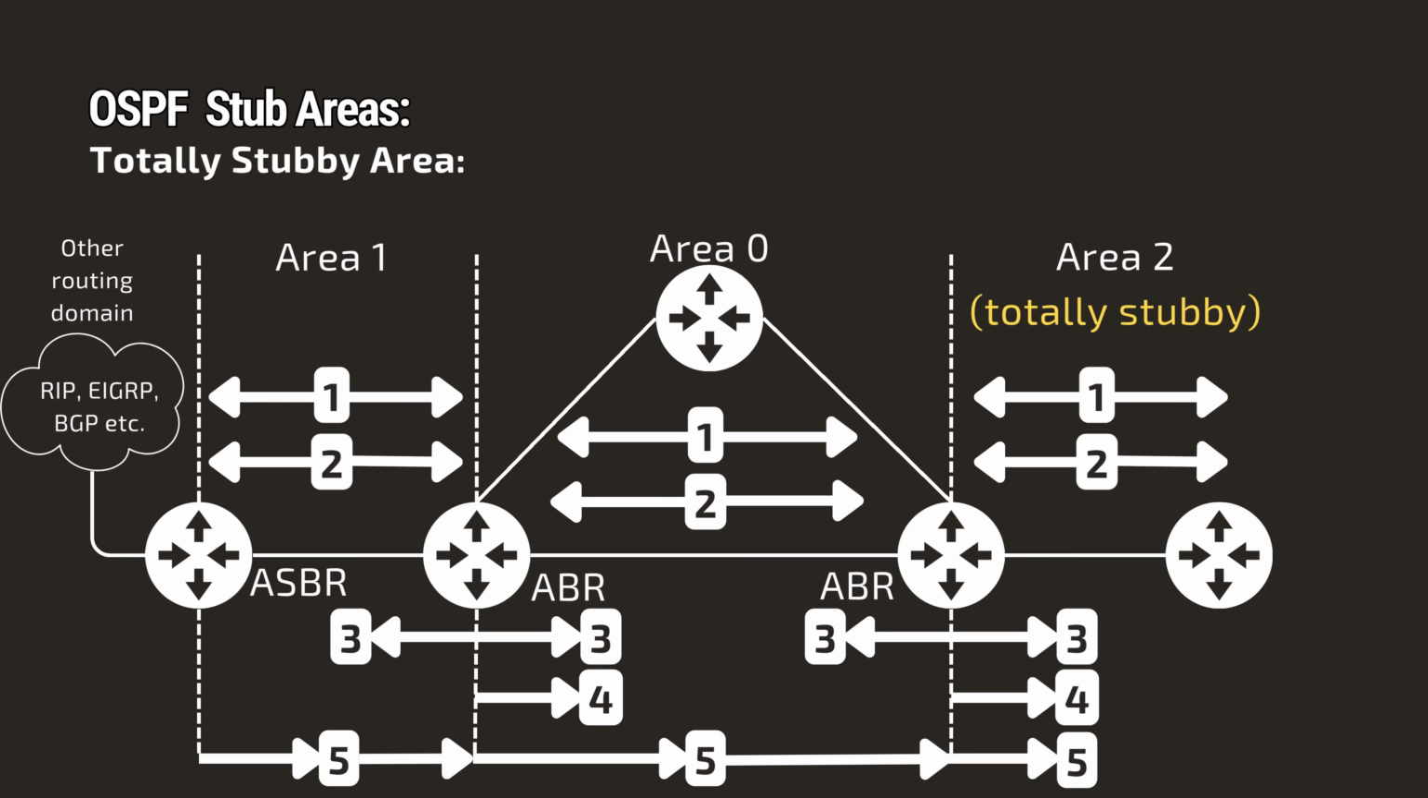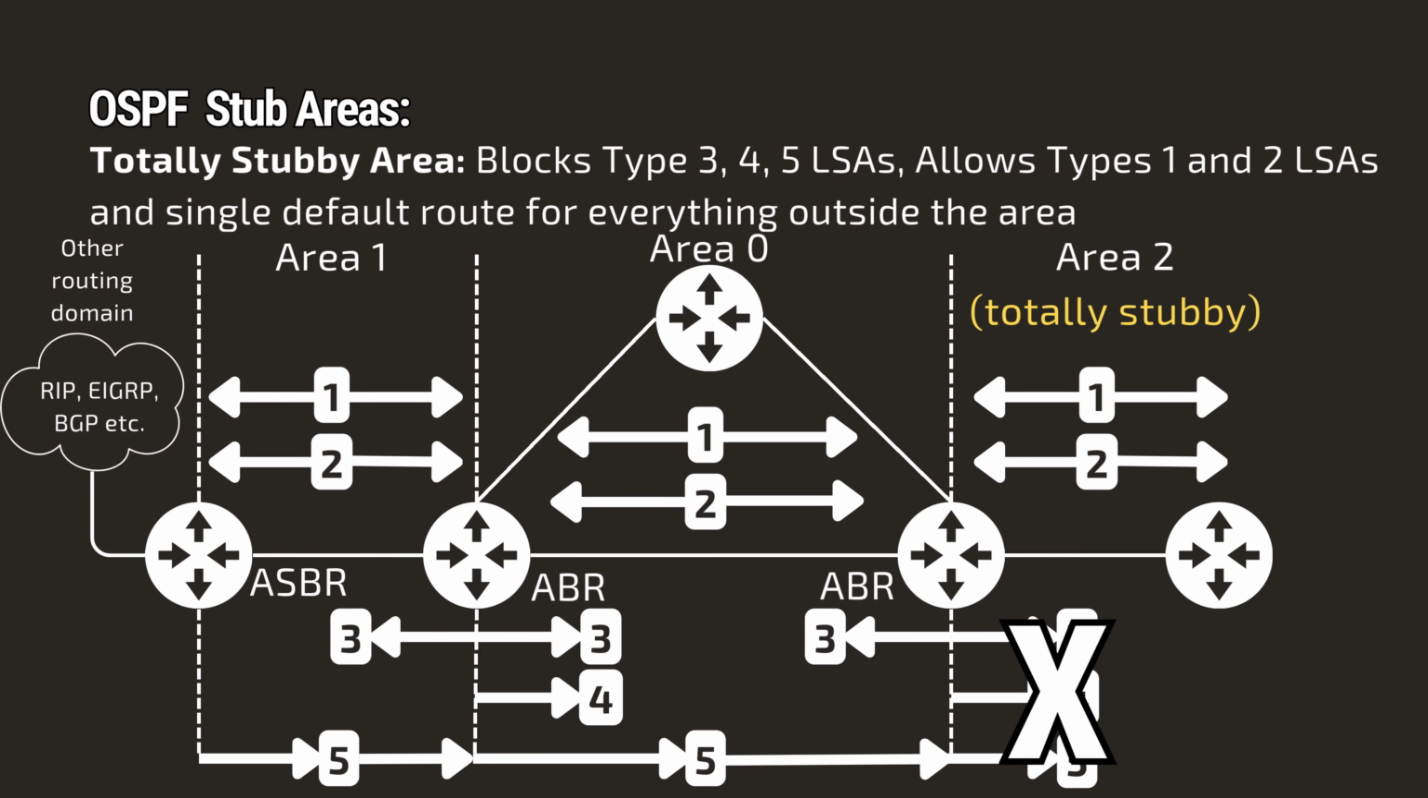The next is the totally stubby area. It blocks Type 3, 4, and 5 LSAs, and allows only Types 1 and 2 LSAs. It only gets a single default route for everything outside the area.